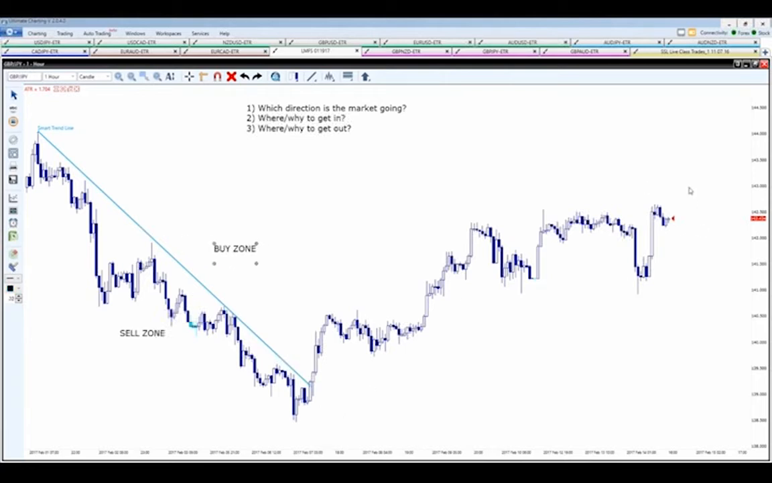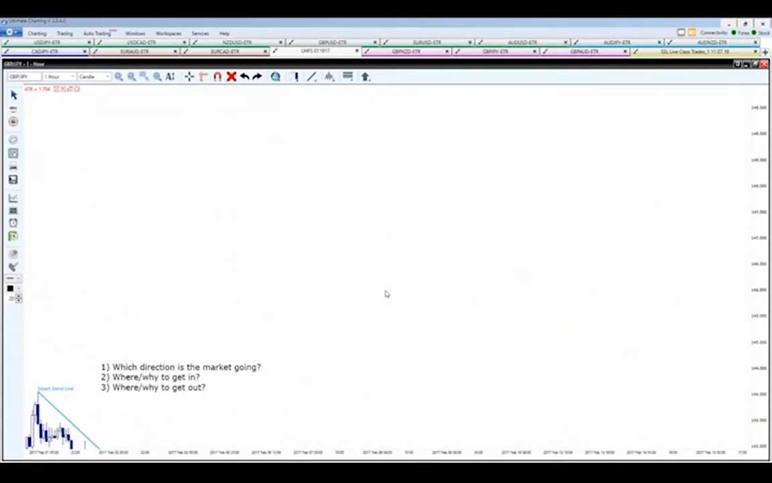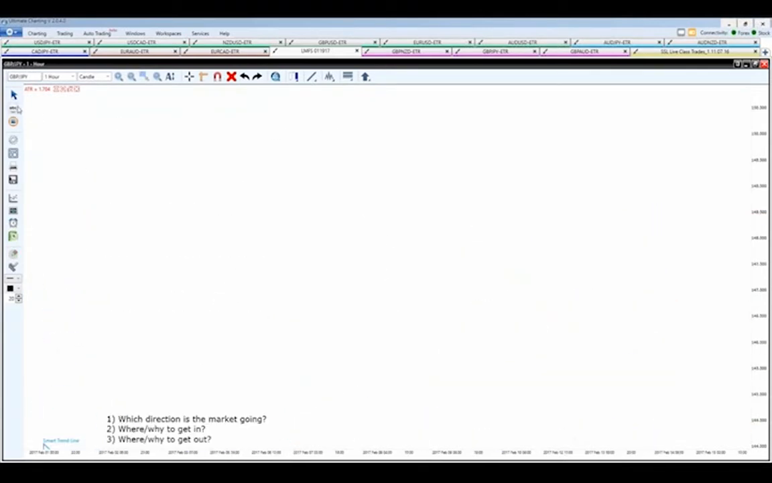Now, we can't simply buy into the market right here. I mean, you could simply come in and buy, but that's not the educated way of trading, because we have to answer questions number 2 and 3. Where and why are we getting in, and where and why are we getting out? To do that, I'm going to pull this down here, just like this. We're going to utilize what's called the Fibonacci tool. Now let me quickly explain what we're going to be looking for here.